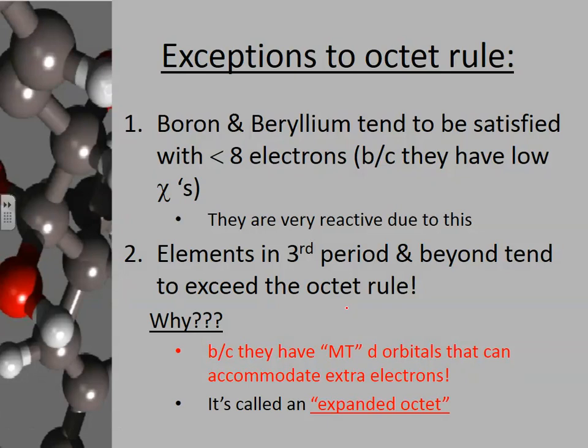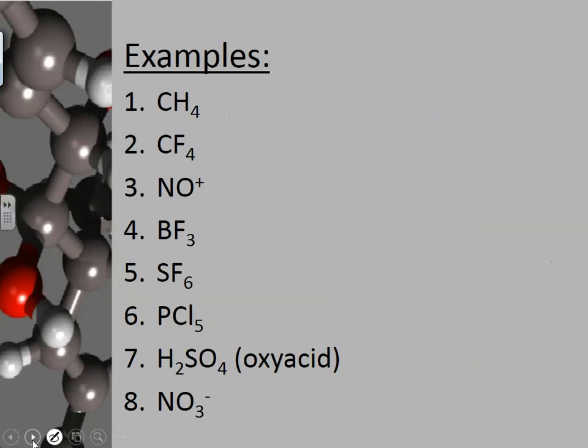Elements in the 3rd period and beyond tend to exceed the octet rule. Why? Well, that's because they have empty d orbitals. So here I have abbreviated, but that's EMPTY. They're empty d orbitals that can accommodate extra electrons. If you look at your periodic table, you will find that these elements are where your d block comes in, in the 3rd period. So it's kind of like empty rooms there that can accommodate extra electrons. This is called an expanded octet. This is only going to happen with elements in the 3rd period and beyond.